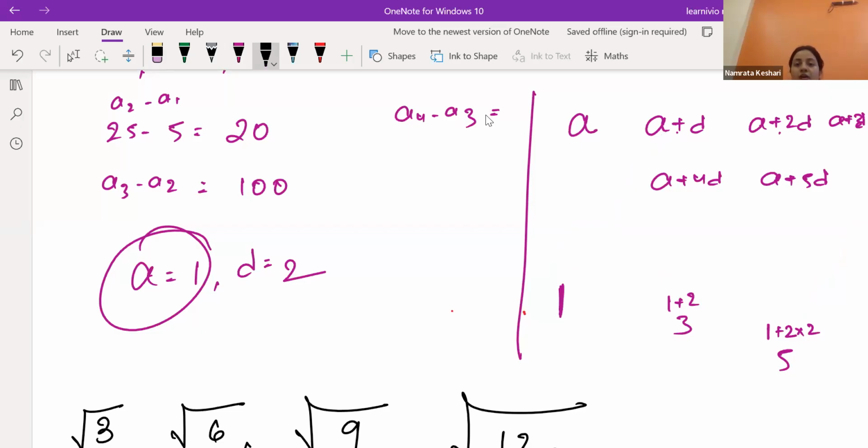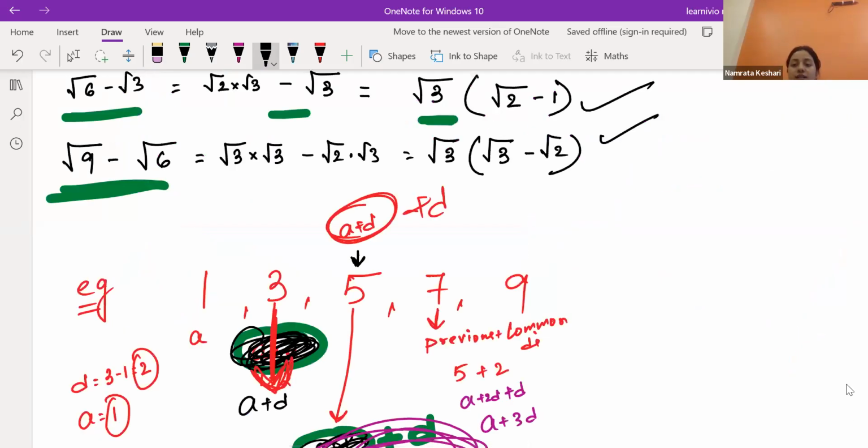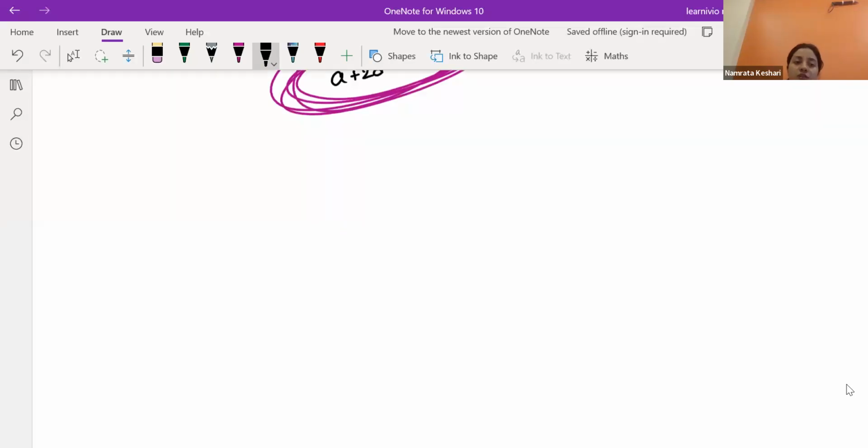Yes, ma'am. Okay, so this is a formula or rule. If you have to assume there is an AP, the structure will be: first term is A, next term is A plus D, next term is A plus 2D, next term is A plus 3D, next term is A plus 4D, next term is A plus 5D.